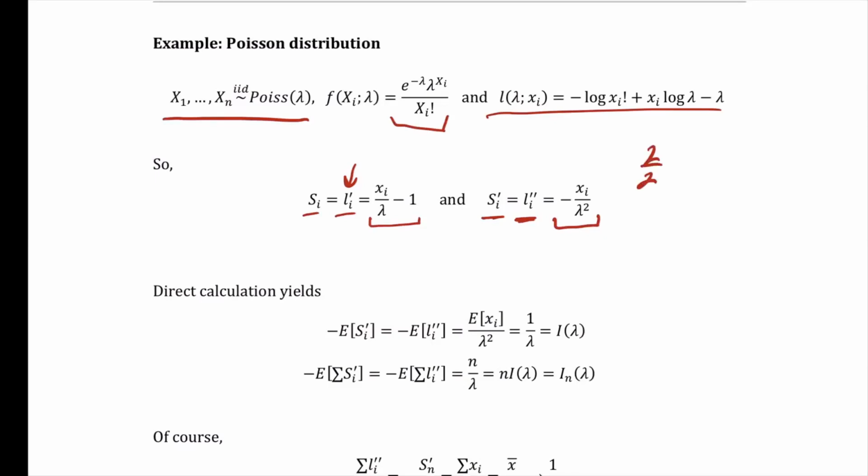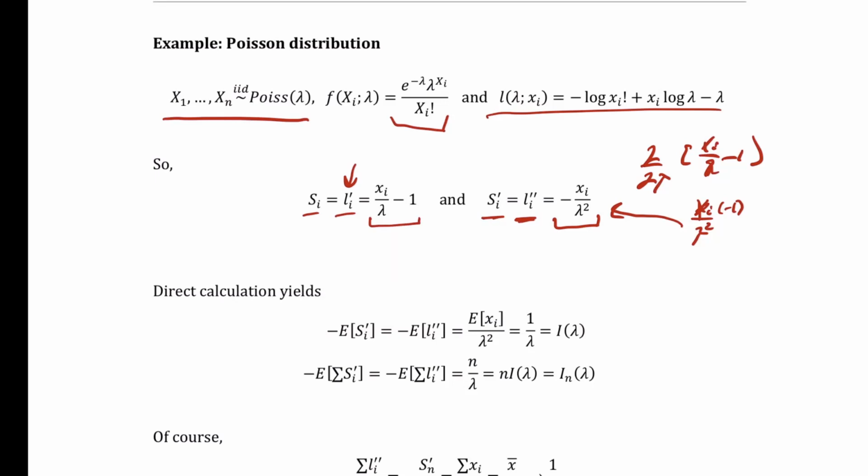Because partial lambda of xi over lambda minus 1. So what is the derivative of lambda squared? You get a minus 1, and then your xi stays up here. And so that's exactly what's here. There you go. Well, let's calculate this thing. Let's try out our inequality here.